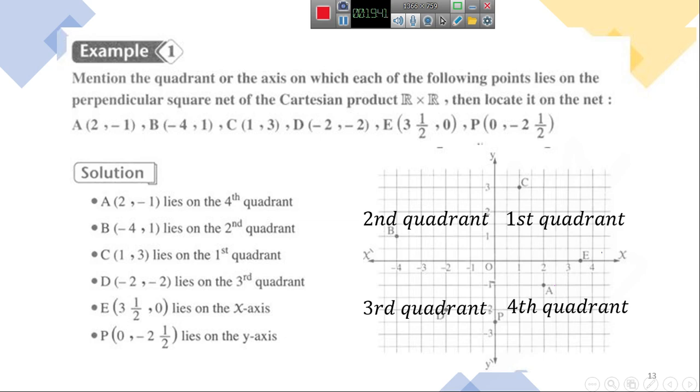They are not located in any quadrant, but on the x or y axis. E is on the x-axis and P is on the y-axis.